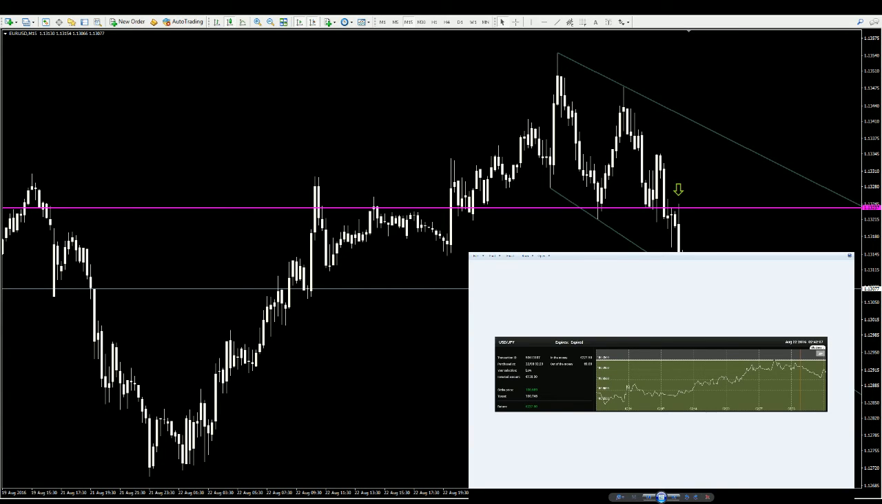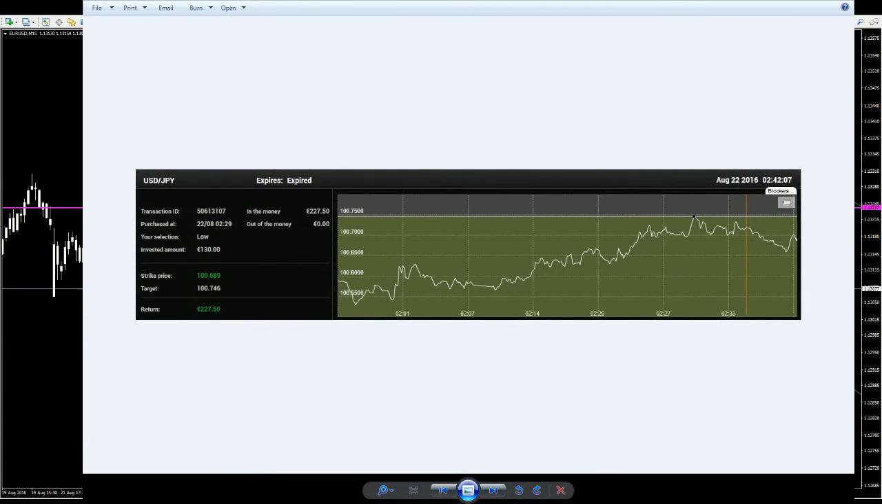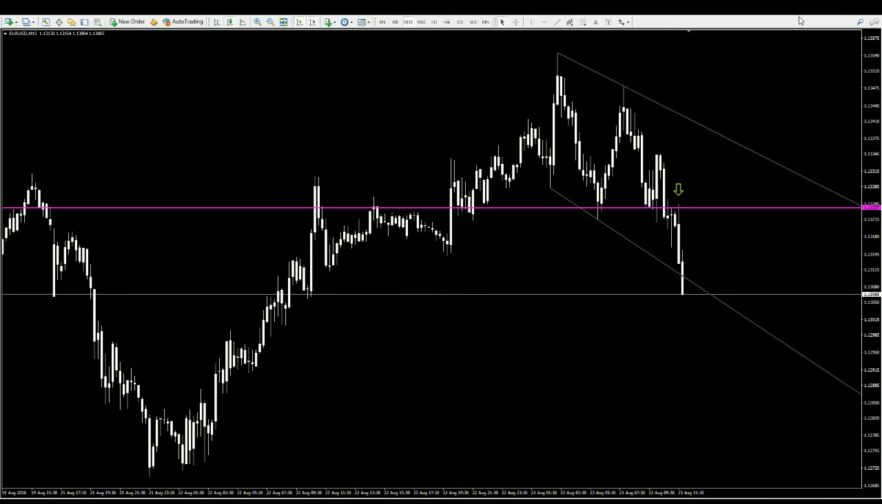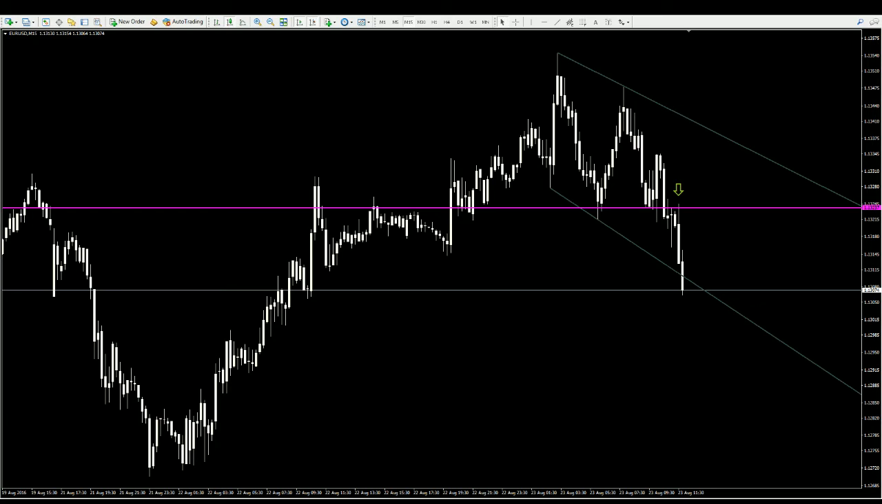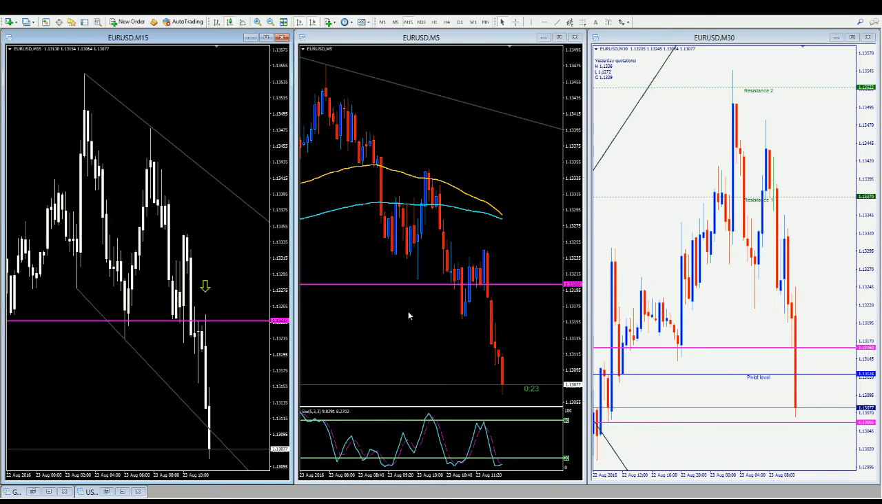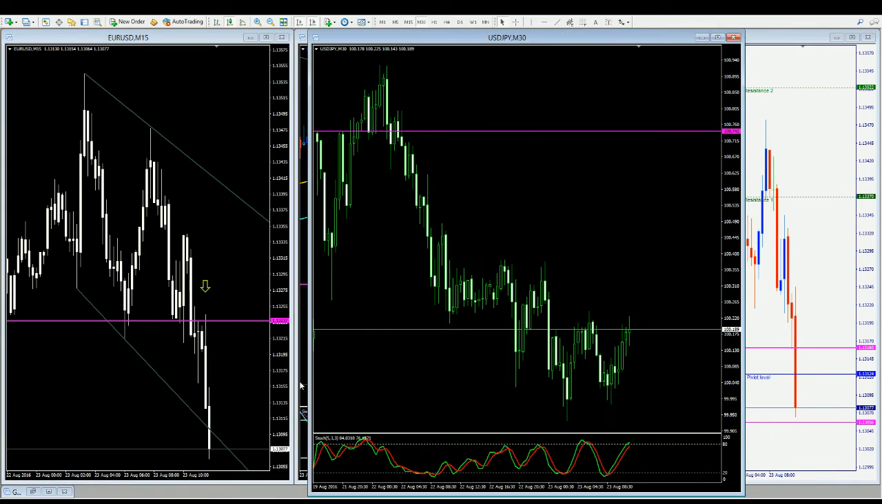Okay, so do you see that? This was the USD JPY trade. So why did I take that? How did I know? Okay, so let's see how I took the trade. And in a minute, I'm going to also show you my live trade that I took. So, USD JPY charts, let's bring those up.